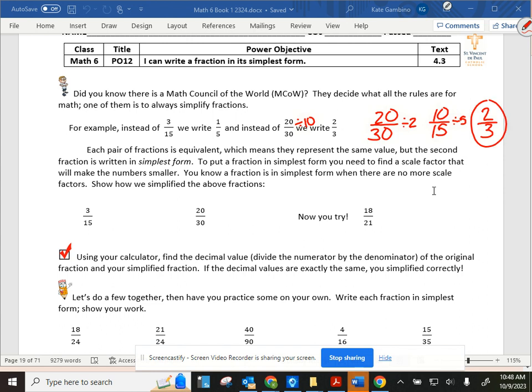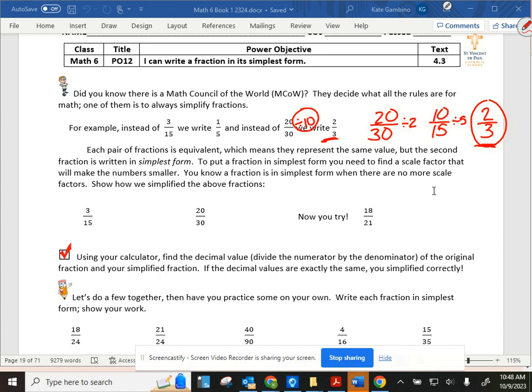So I always have to look. I might not have found the biggest number to simplify by, and I might have to simplify multiple times. And that's okay. Our answer is going to be the same as long as I simplify as low as I can go. Always check to see, is there another number I can divide out of both the top and the bottom?